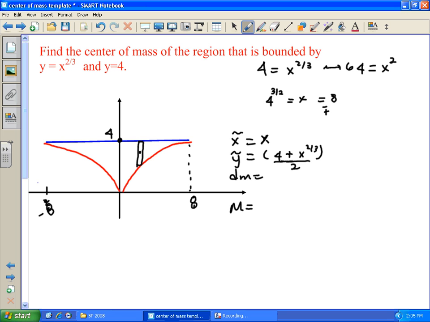dm is the mass, which is density times 4 minus x to the 2/3 times dx. And total mass is the integral. Now, ordinarily, you would go from negative 8 to 8. But to save some time, and I see the symmetry in the region, I'm going to go 2 times the integral from where to where? 0 to 8. Just to make it a little bit easier in the evaluation step.